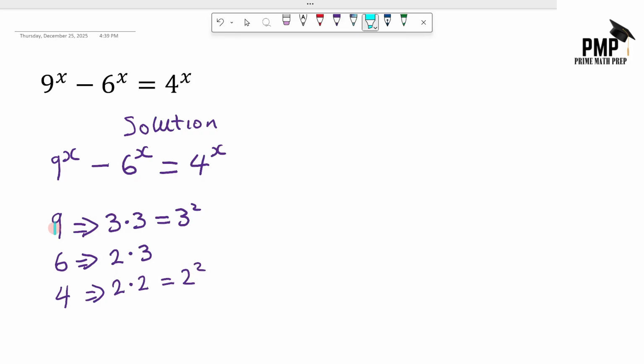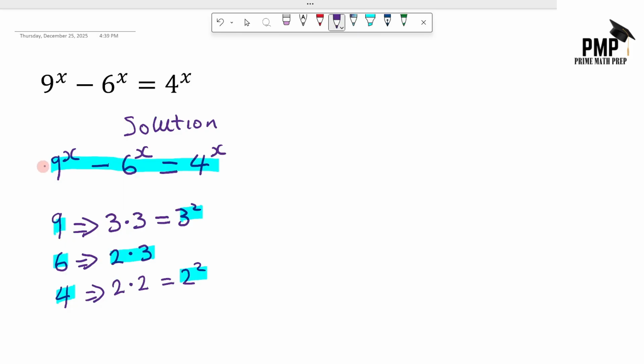We'll apply each of these, especially 9, we'll write it as 3 squared. 6, we'll write it as 2 times 3. 4, we'll write it as 2 squared. All this will change the form of this equation to make it easier for us. So notice how we'll do it.